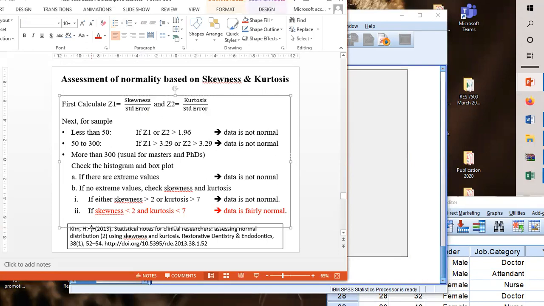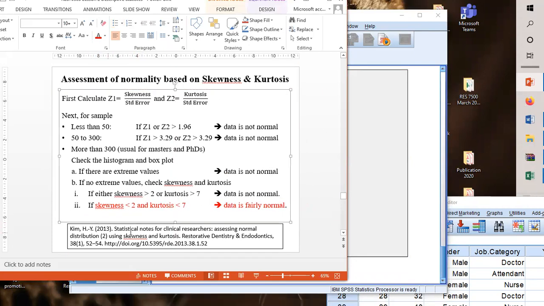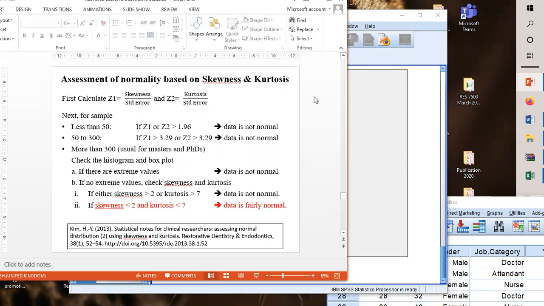According to this author, you can still say the data is fairly normal. Don't say the data is normal. Say the data is fairly normal. So these are other means of showing it. Don't rely so much on the p-value. Okay? Questions?